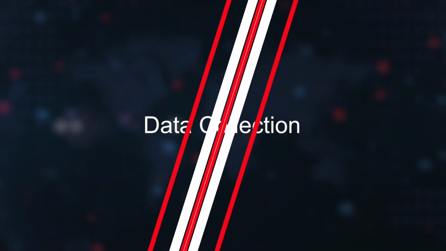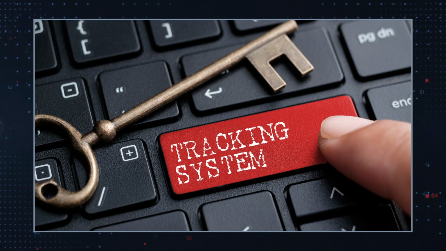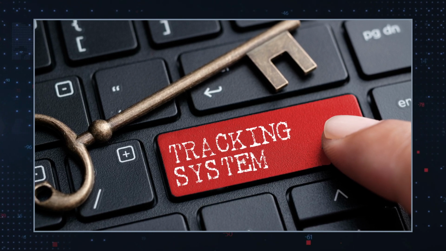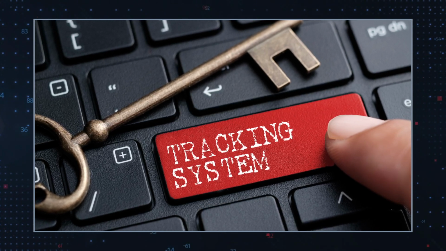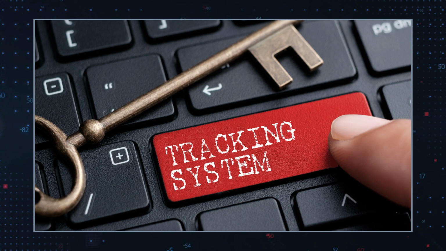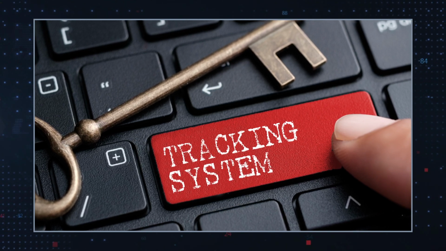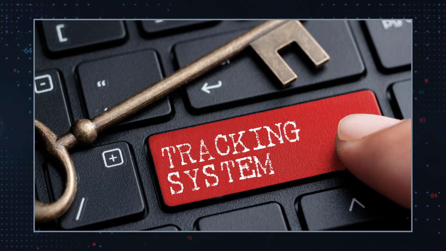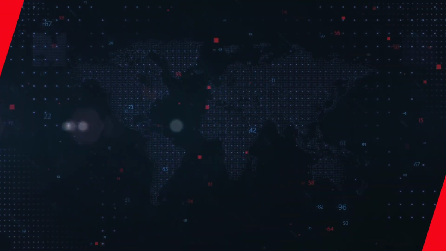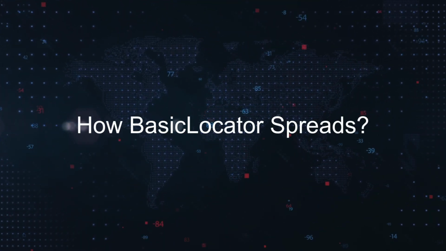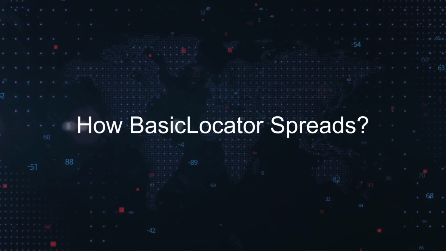Data collection. BasicLocator tracks user activity, collecting browsing history, search queries, IP addresses, and other details. This information may be sold to third-party advertisers or used for creating targeted ad campaigns. How BasicLocator spreads?